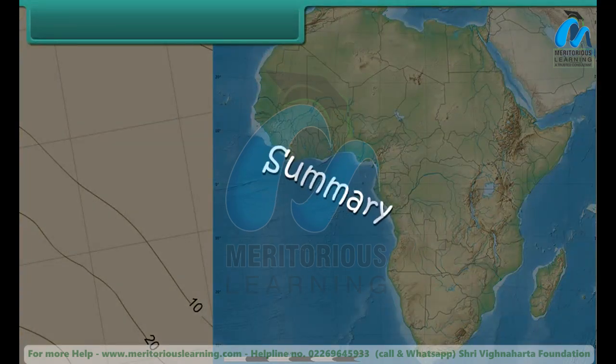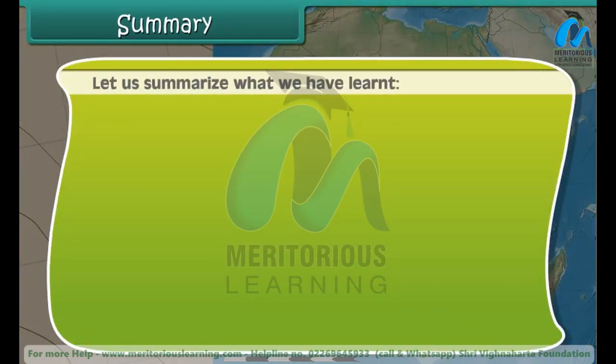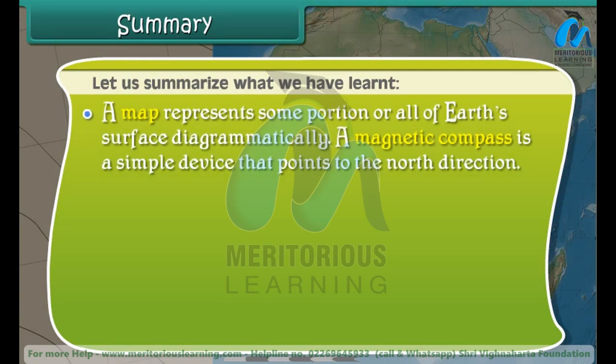Summary. Let us summarize what we have learned. A map represents some portion or all of Earth's surface diagrammatically. A magnetic compass is a simple device that points to the north direction.